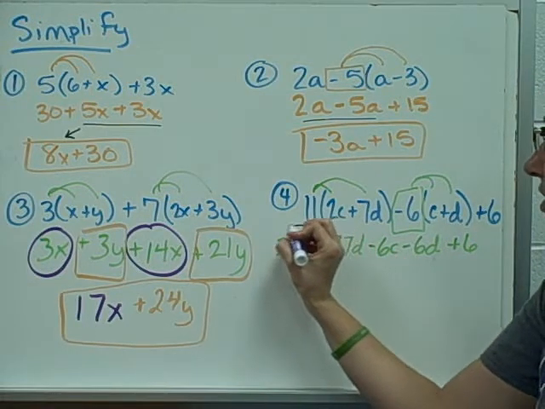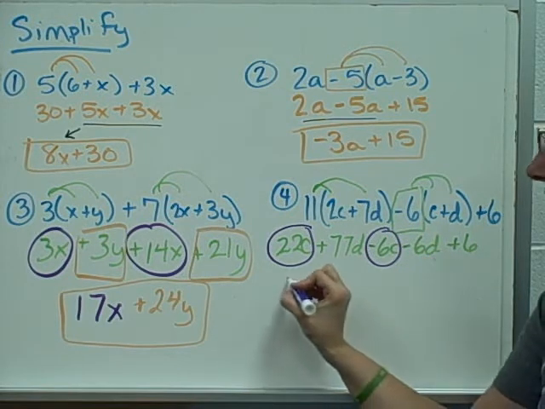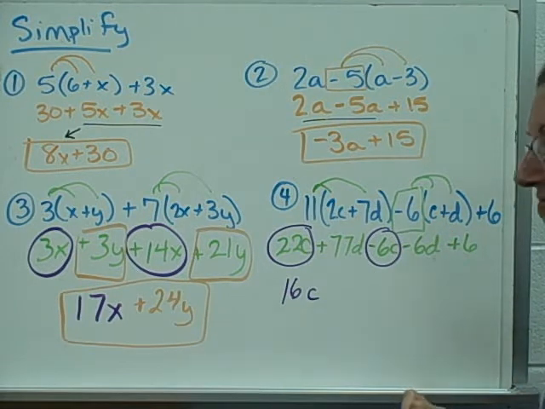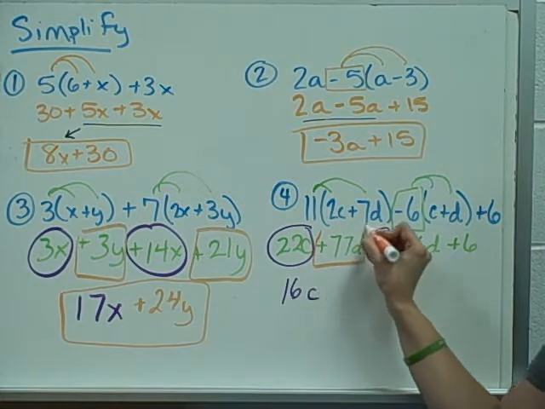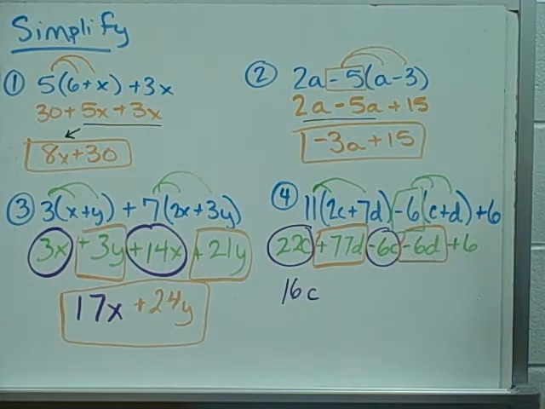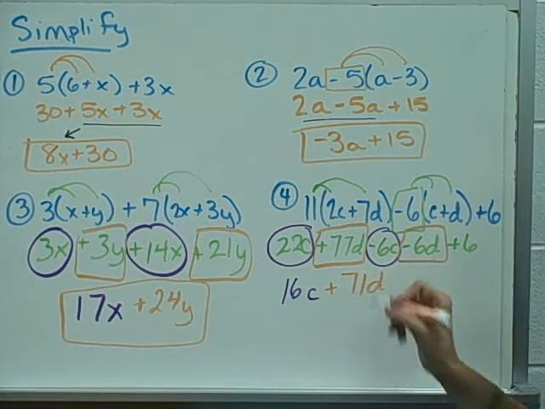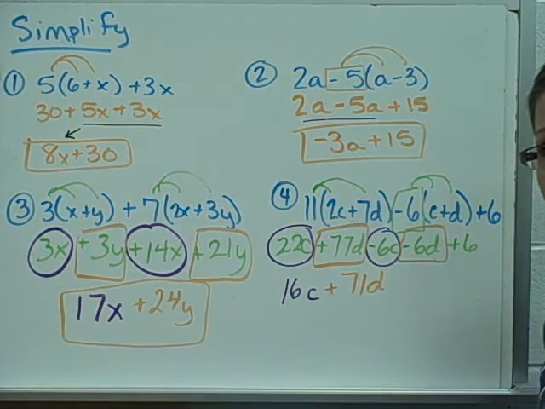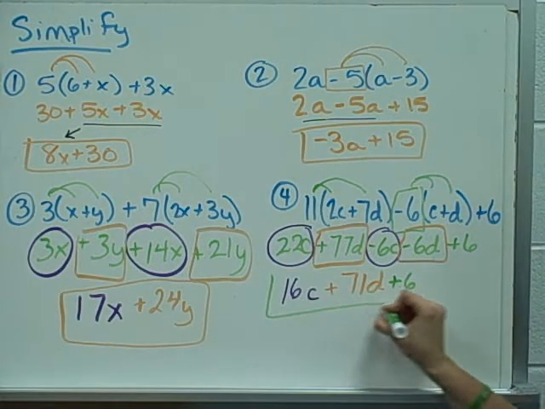Let's go with my c's first. 22c, take away 6c. It's going to be 16 c's. 22, take away 6, 16. And then I'm going to take care of my d's. Positive 77d, take away 6d, is still positive 71d. And then what do I do with this last guy over here? There's nothing to put it with, so I just bring it on down to my final answer. Plus 6. And that's it.